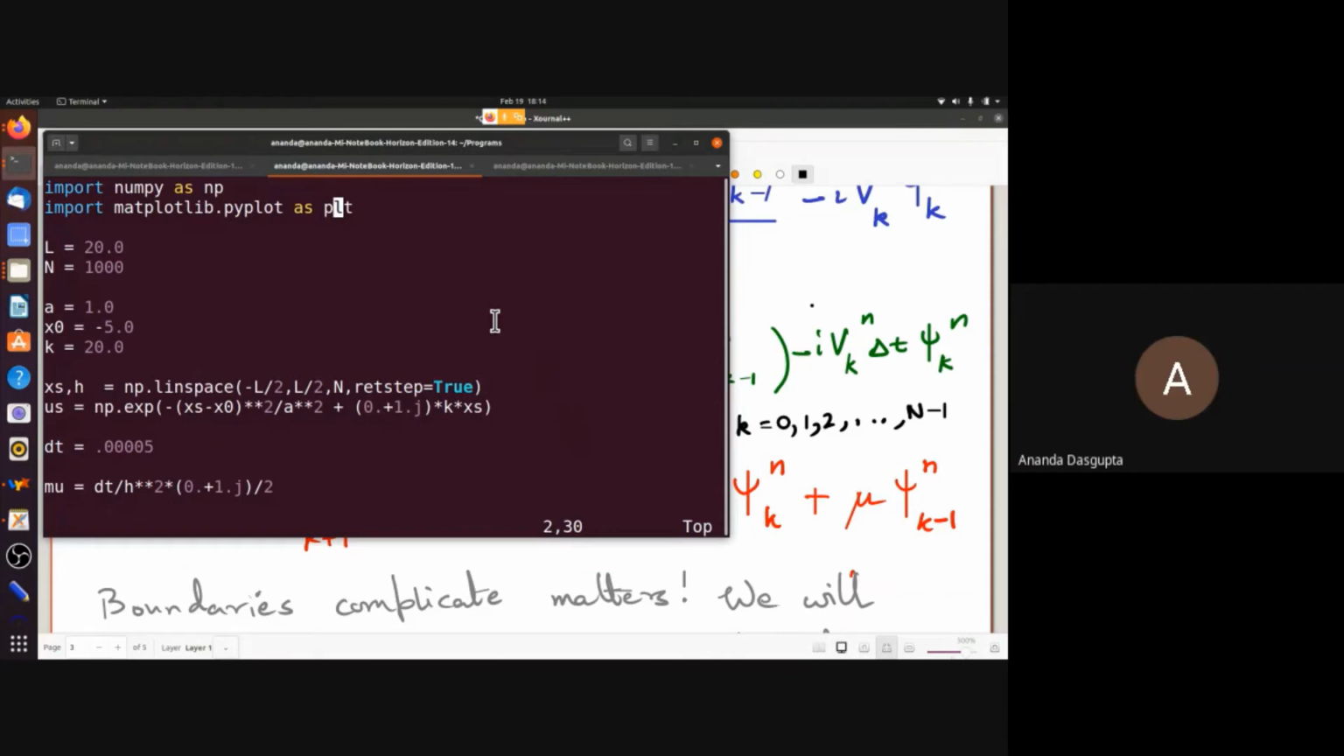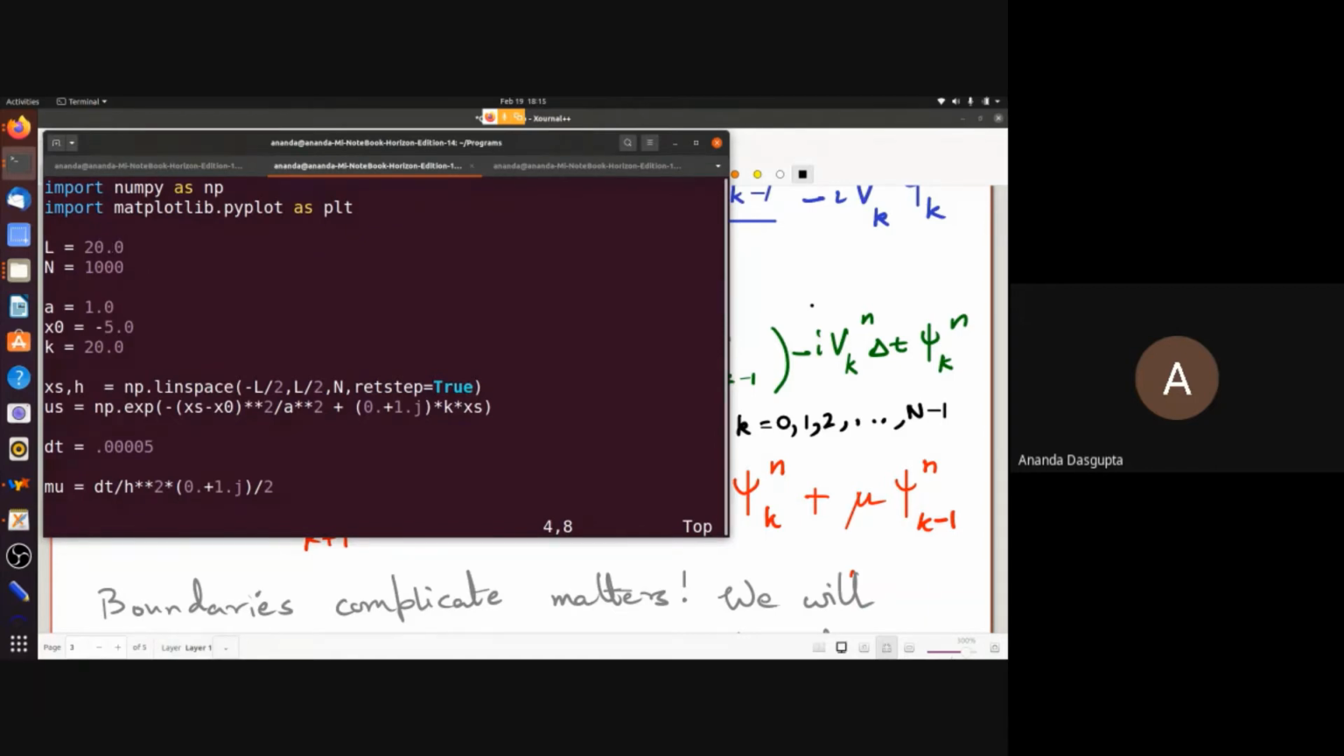So basically, this is pretty straightforward. I've imported numpy as np simply because I don't want to keep on typing numpy all the time. I definitely don't want to keep on typing matplotlib.pyplot dot something, so I imported that as plt. So this is for the plotting graph part.